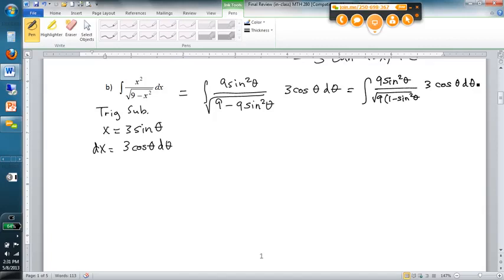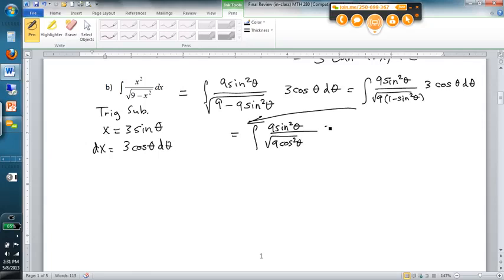What is 1 minus sine squared? Cosine squared. Let's come over here. All right, so I've got the integral of 9 sine squared theta, and that'll be the square root of 9 cosine squared theta. Hey, that's going to work out nicely, isn't it?